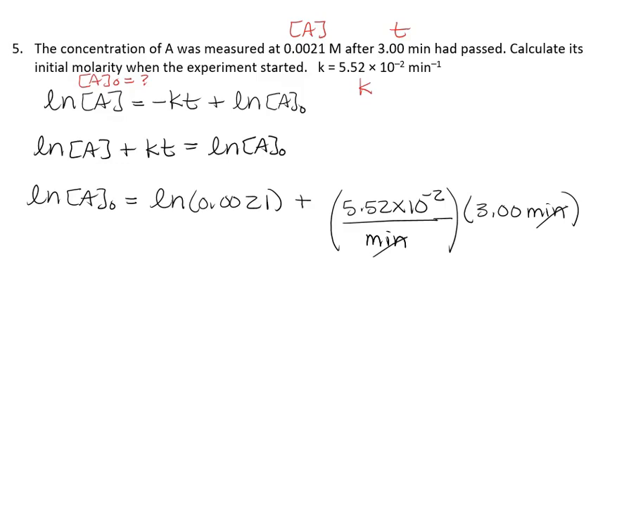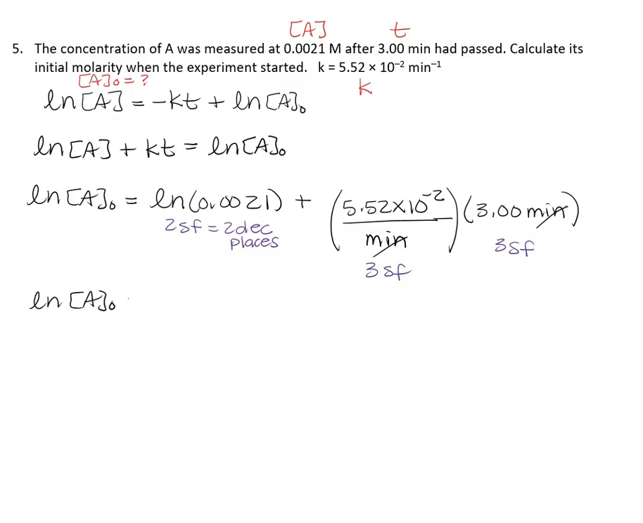Taking a look at the sig figs, our natural log term has 2 sig figs. So after we take the log, that will be 2 decimal places. And our kt term has 3 sig figs and 3 sig figs. So we'll end up with 3 sig figs, and we'll see what that means in terms of decimal places.